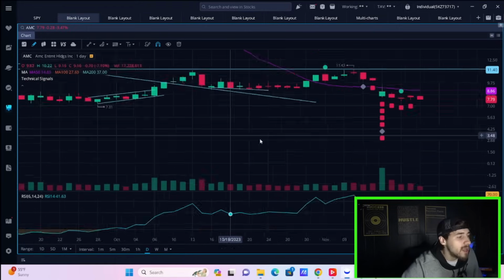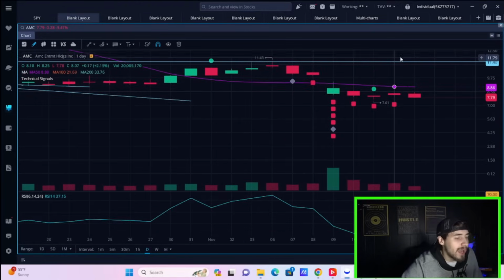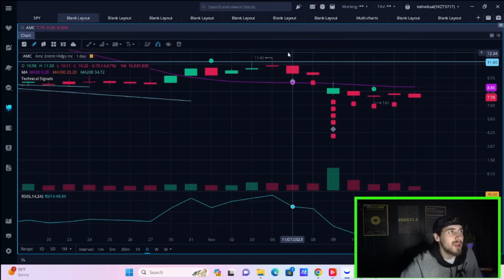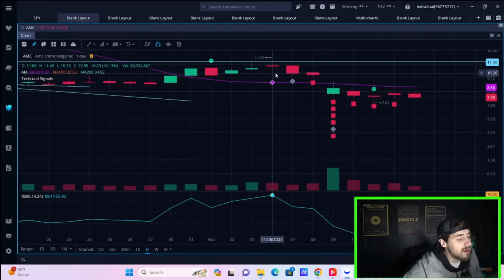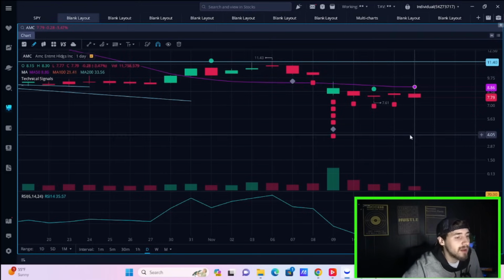Now, to the contrary, when you get reverse hammer candlesticks, where you go way high at the beginning of the day or midpoint of the day, and then you come down to close near the low of the day, like you saw back here on November 6th, those tend to be signs of a reversal.